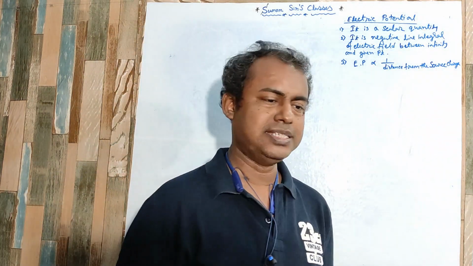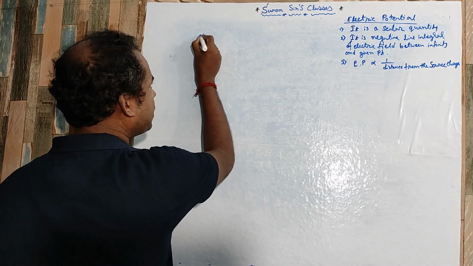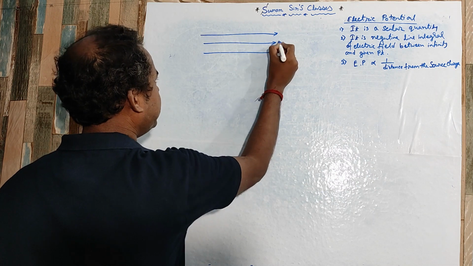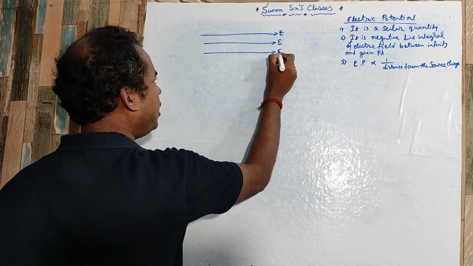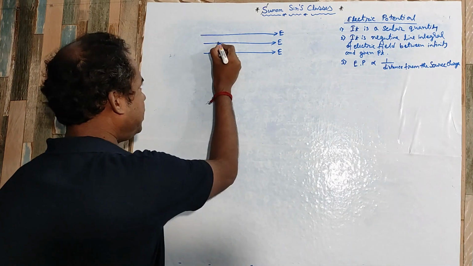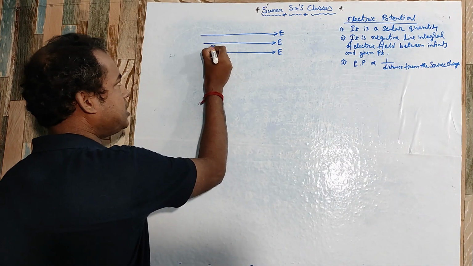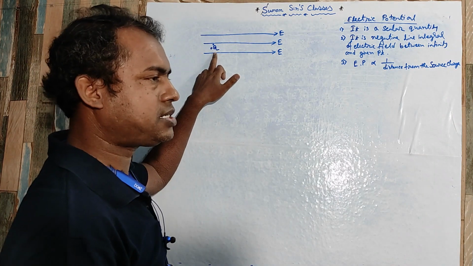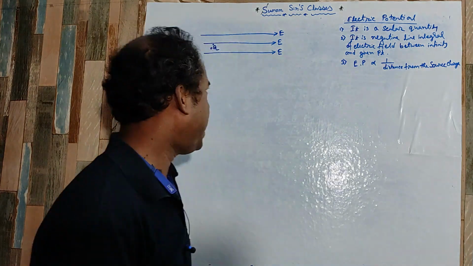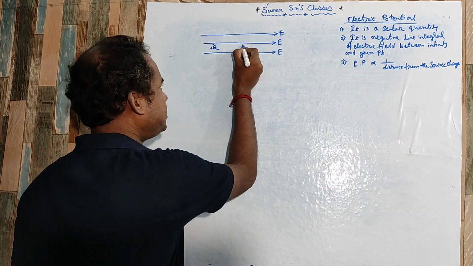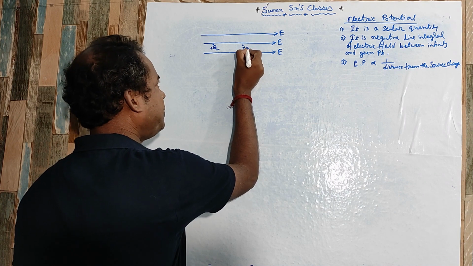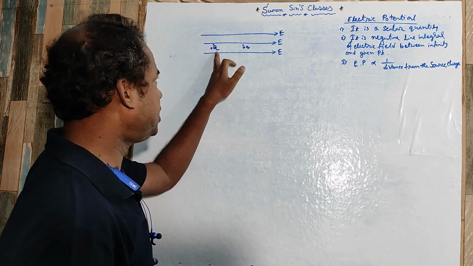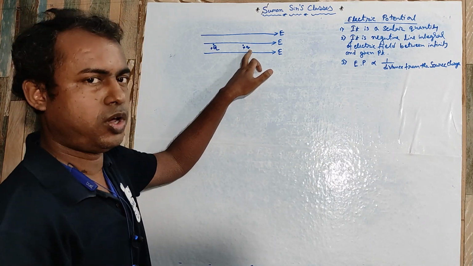What is the potential energy? Just consider these uniform electric field lines, denoted with E. Here a charge is placed. This is plus Q. So plus Q is placed; this is called the source charge. And another charge is placed over there, which is also plus q, but it is small. It is called the test charge. So this is the source charge Q and this is the test charge, small q.